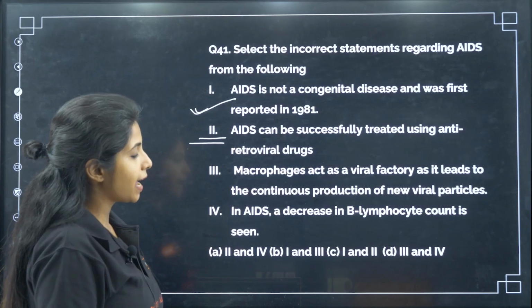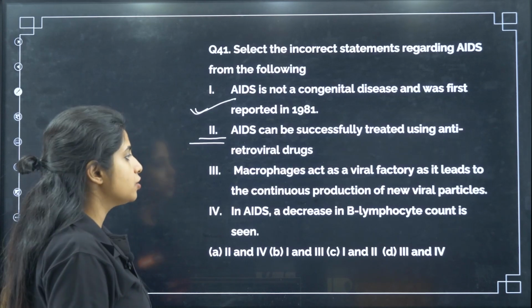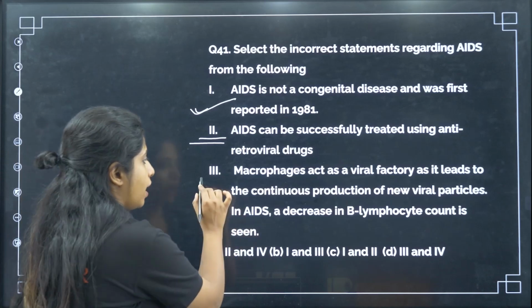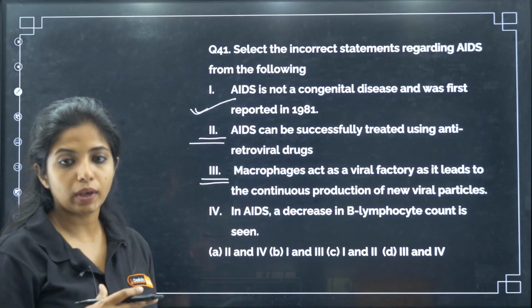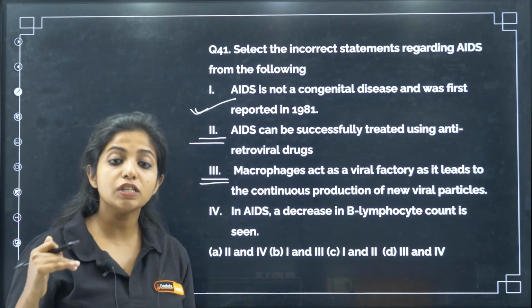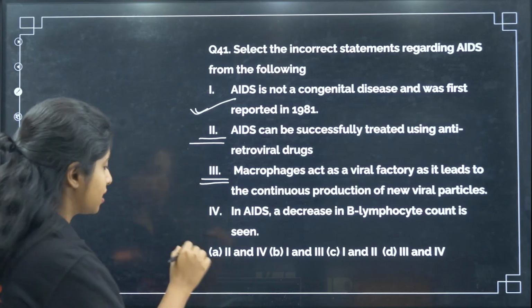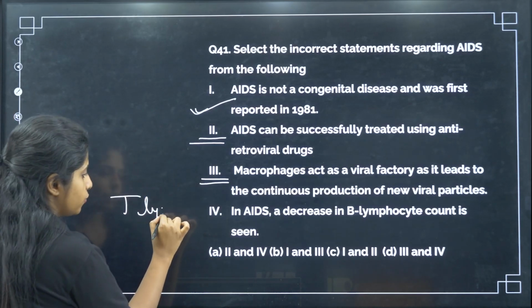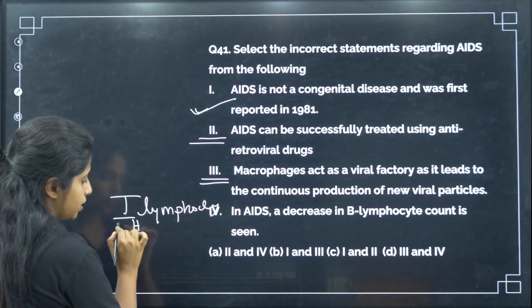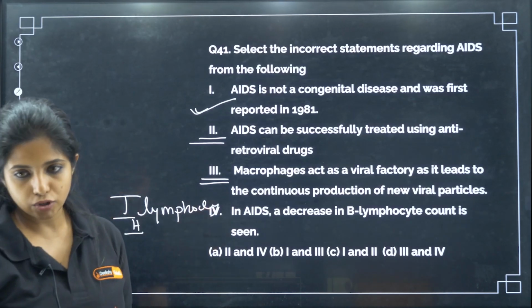Now, macrophages act as a viral factory as it leads to the continuous production of new viral particles. Yes, it is known as the HIV factory because it is where the HIV virus first comes, attacks and increases their number, and then they slowly go and attack the T lymphocytes. Which T lymphocytes? The T helper lymphocytes, they go and attack them and cause the whole problem.